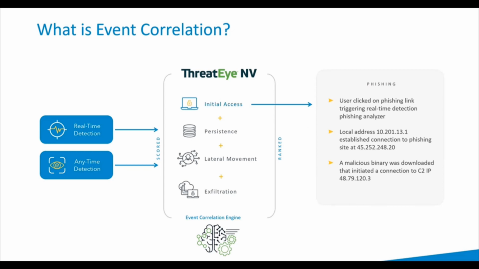So we'll begin with a first example of phishing. Say a user clicked on a phishing link and it triggered our real-time detection phishing analyzer. Great. What happens after that? Well, when the user clicks on the link, it opens up a phishing site at an IP we've never talked to before. This will be part of our behavior analytics, and will trigger an anomaly. If we've never talked to this external IP before, we have analytics that we use to track node social networks.